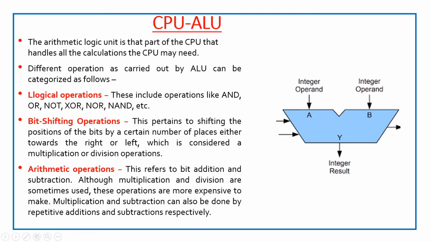Arithmetic operation refers to bit addition and subtraction. Although multiplication and division are sometimes used, these operations are the most expensive to make. Multiplication and division can also be done by repetitive addition and subtraction respectively. So the three operations are logical operation, bit shifting operation and arithmetic operation. These are the operations of the arithmetic and logic unit.